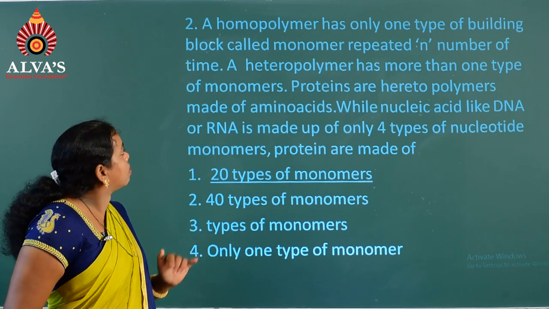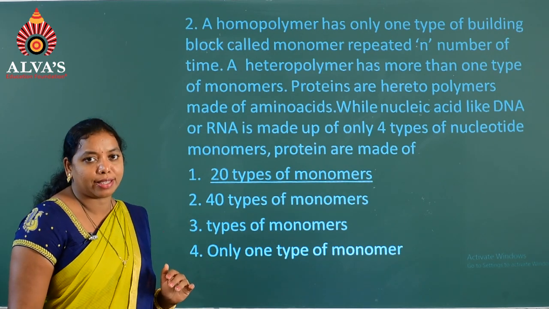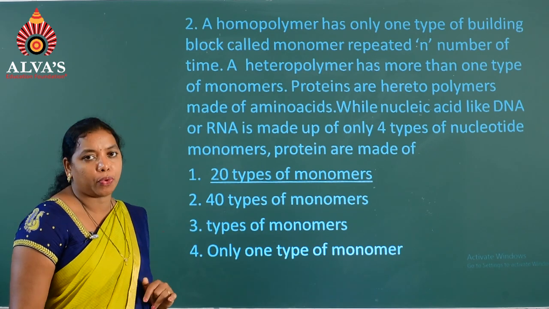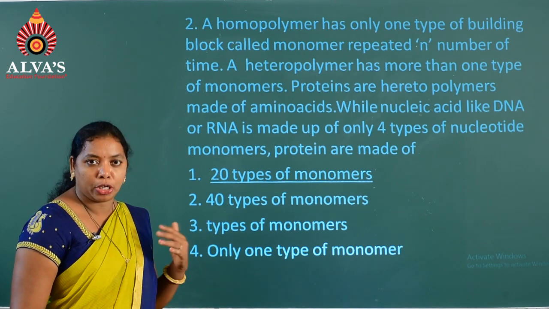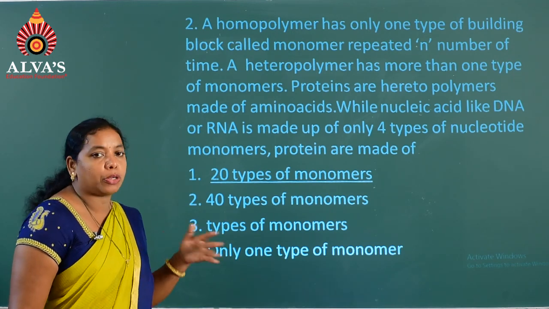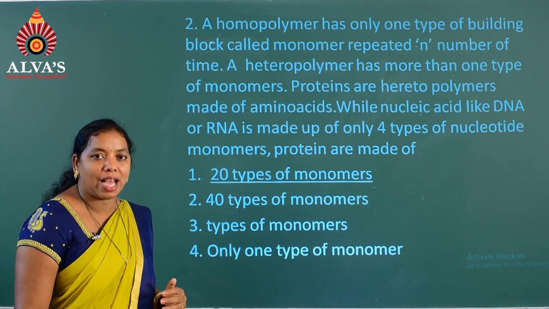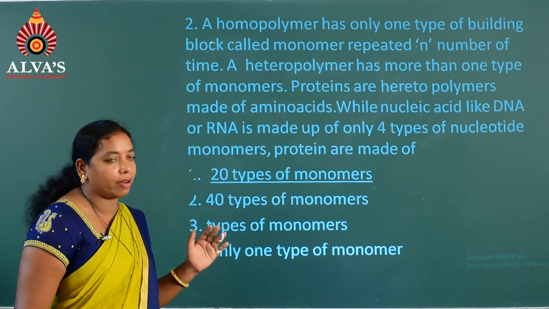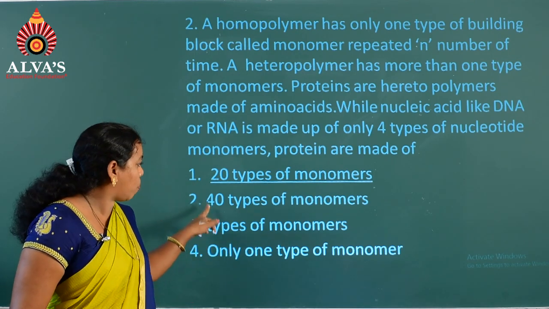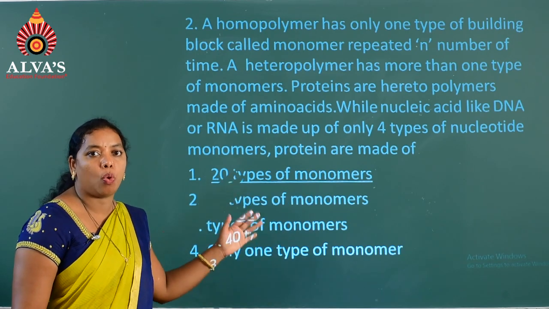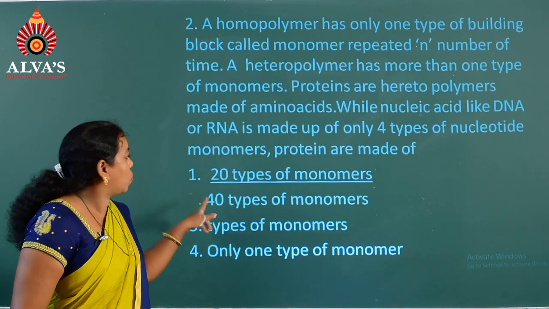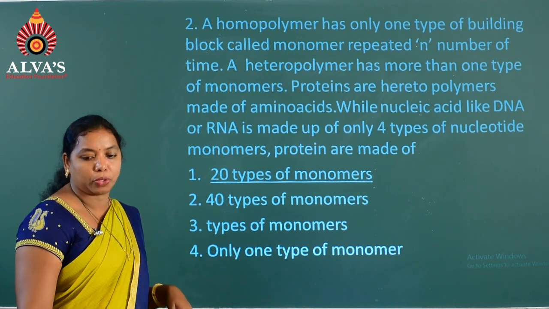So here in question number 2, generally if you consider proteins, these proteins are made up of the building blocks called amino acids. Nearly 20 different types of amino acids are present in proteins. So the right answer is the first option, that is 20 types of monomers, which are nothing but amino acids. So the answer for question 2 is the first option.